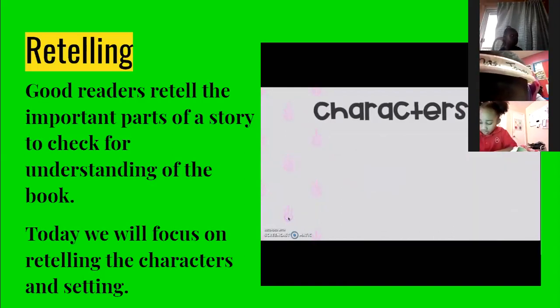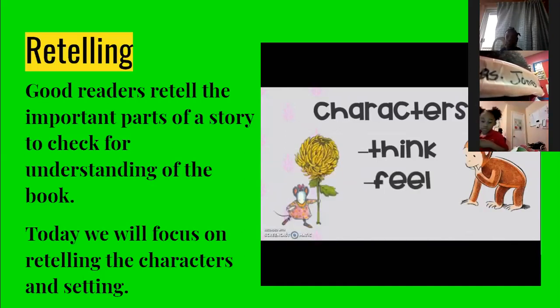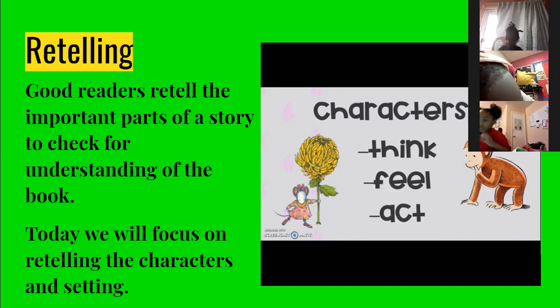Characters do a lot of things in stories. They think. Curious George thinks of a lot of things that he would like to explore. They feel things. My friend Chrysanthemum felt a lot of things in her story. She was happy and sad and scared and worried. They also act. That means they do things in the story. A character normally doesn't just sit there and not think or feel or move around. Normally, they have some kind of action.